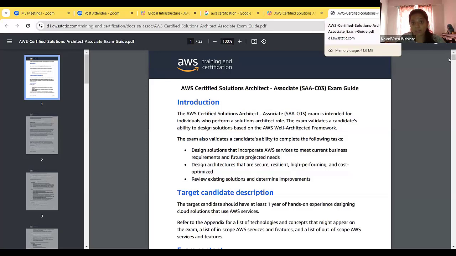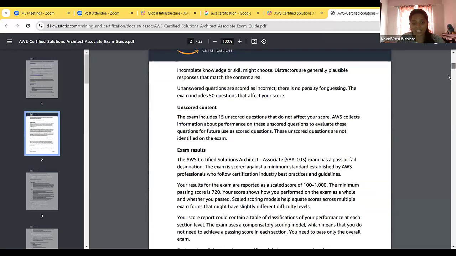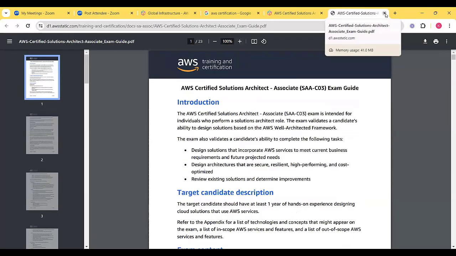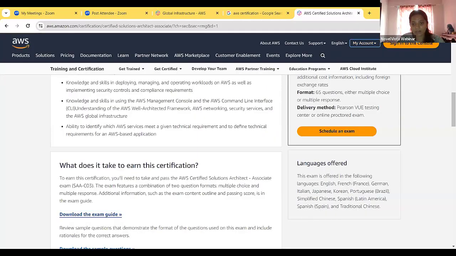I hope everyone is clear with this syllabus pattern, what the exam pattern is, and who will appear for that exam. If it is clear, we can start further.